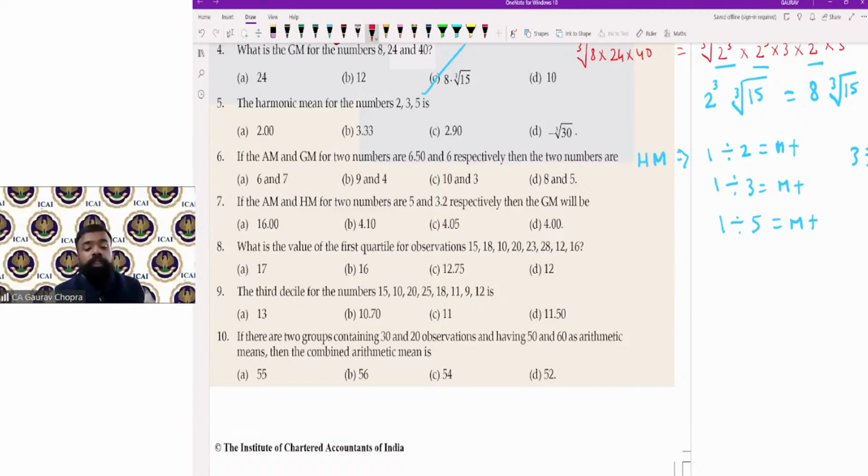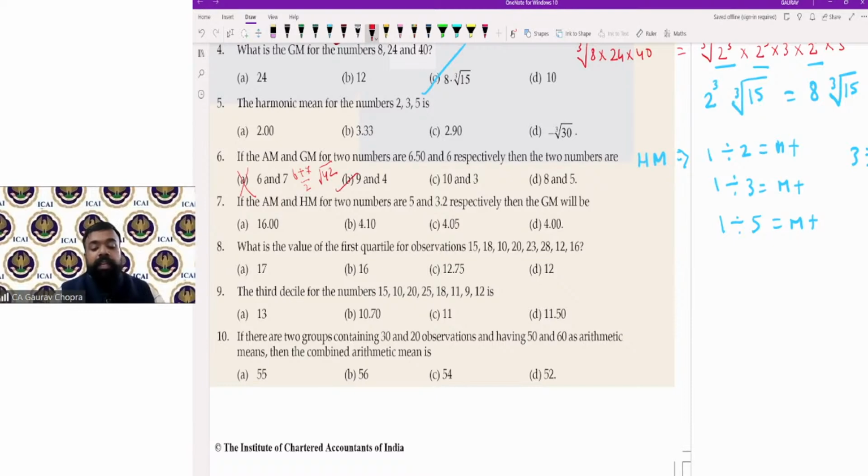Like if you try first option, arithmetic mean of 6 and 7. So 6 plus 7 by 2, 6.5 is getting matched. But also try to match geometric mean. So 6 and 7 multiplied, root of 42 is not 6. Therefore, first option is incorrect. You have to match both AM as well as GM. If GM is not matching, that is incorrect.